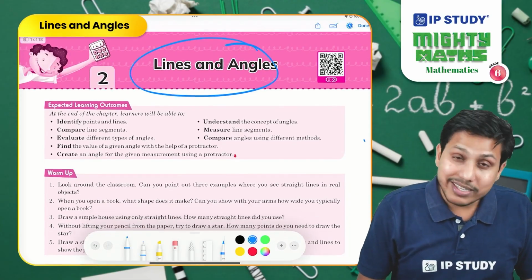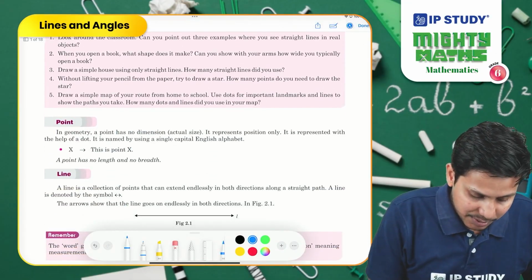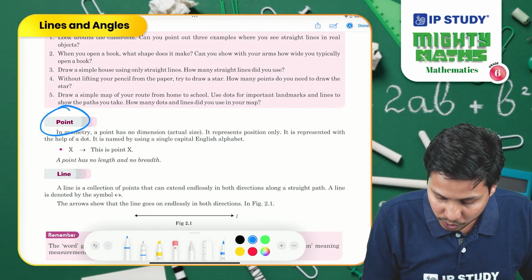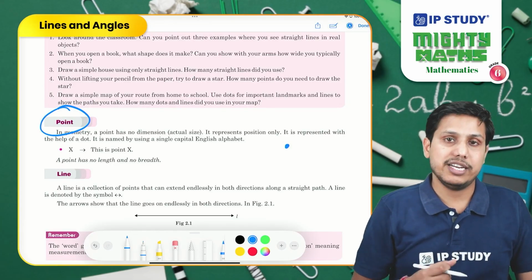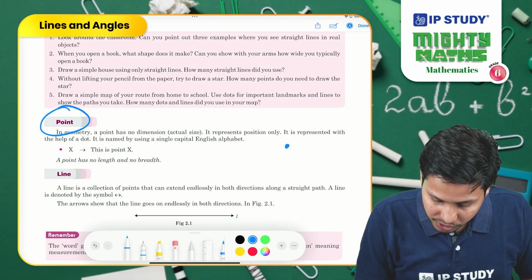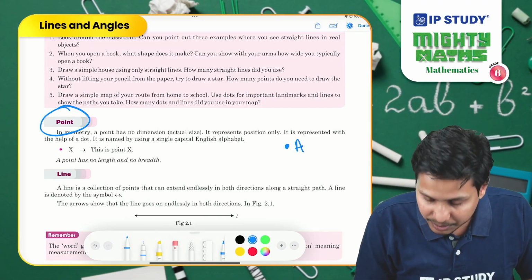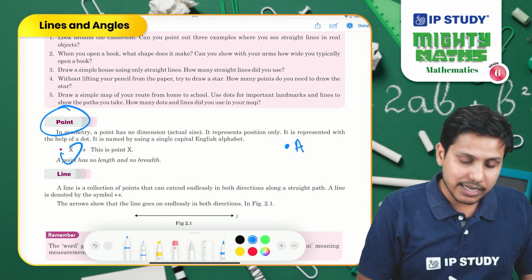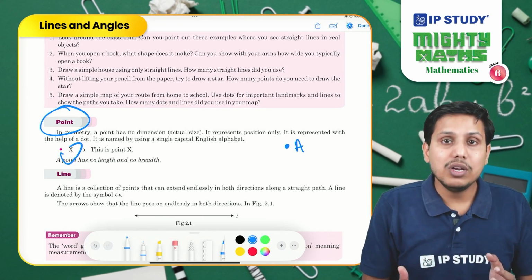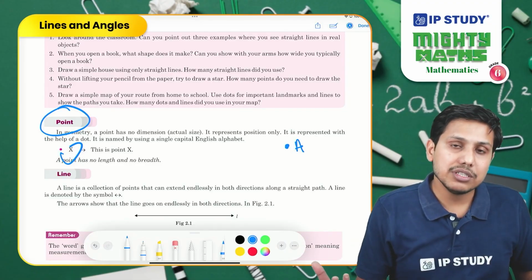So without wasting our time, let's start with the first topic, and the topic is point. So point is used to represent position of an object. It is drawn like a dot like this, and we use a capital letter to represent a point. It can be A, it can be X, and it has no length or breadth, it has no dimension, we say zero dimension.